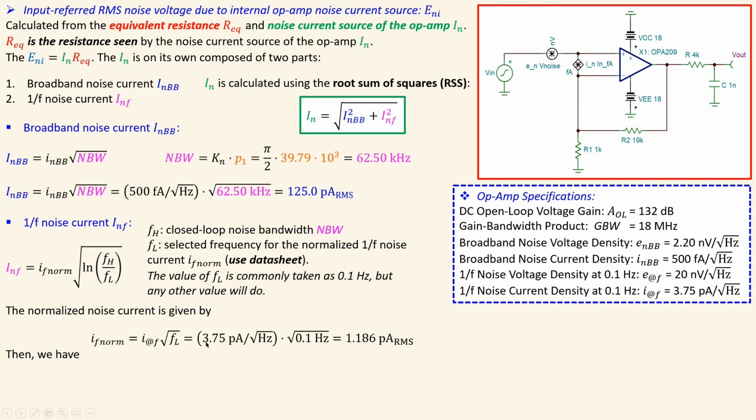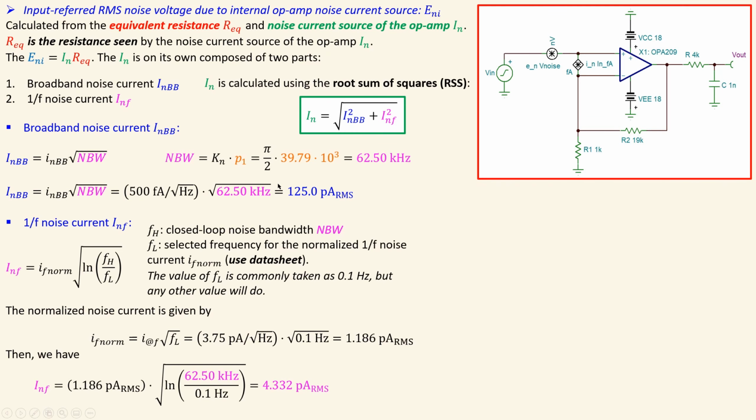So if you now just substitute the values here, and also the square root of 0.1 Hertz, that will result in 1.186 picoamps RMS. And I will now substitute this value in here, and also the noise bandwidth in here, and 0.1 Hertz here. So if I now do that, I will have this expression that will give me 4.332 picoamps RMS. So I have now the necessary elements for my total noise current source of the op-amp. So what do I get is the following.